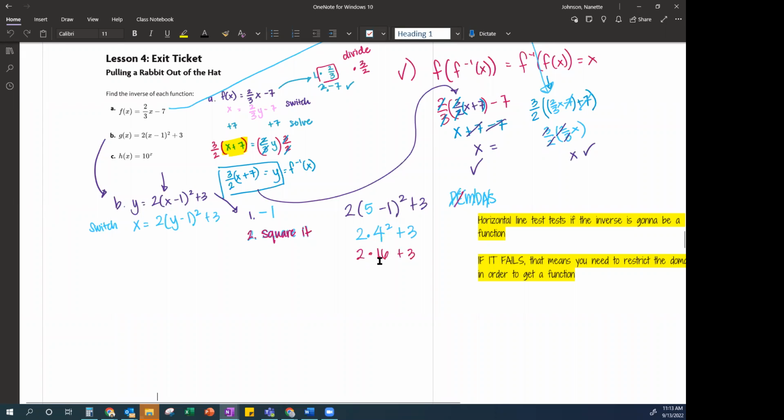What's the next thing I'm going to do? Yes, I'm going to multiply. So then I multiply by 2. So that's 32 plus 3. And then the last thing I'm going to do is add 3. Good.